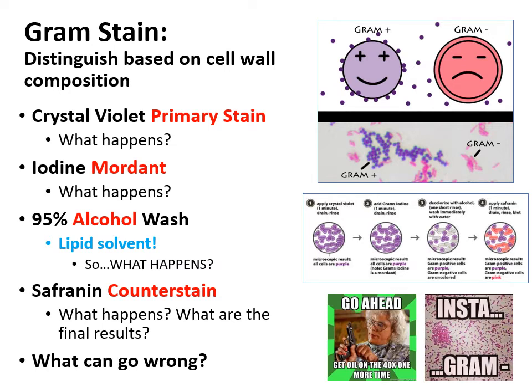Now you have to ask yourself, what are some things that can go wrong, and what would the cells look like if any of these errors happen? This you'll have to practice in lab and in lecture. So on the next slide, I'll give you a little practice.